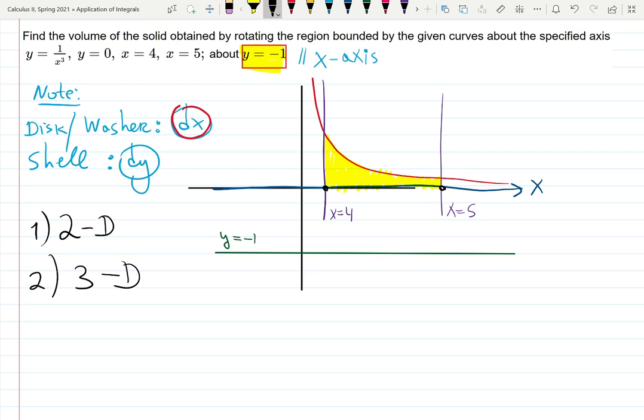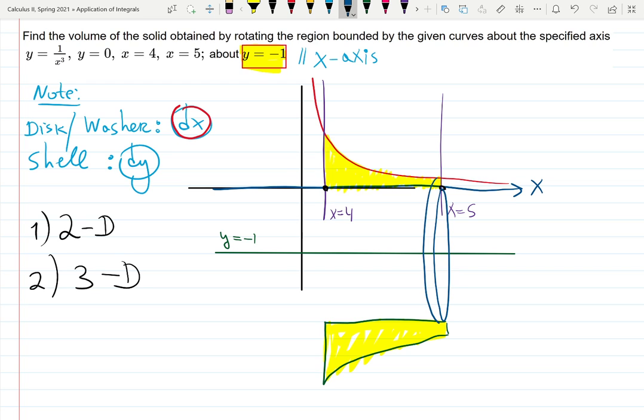Let's draw a 3D picture. I do not recommend drawing a 3D picture for the shell method, to avoid mistakes. So I'm going to copy this shape and use y equals minus 1 as the mirror to recreate it. You don't have to be precise, but here it is. And now draw several circles to help your imagination see the 3D object. Here is the rotation. Do you see it?